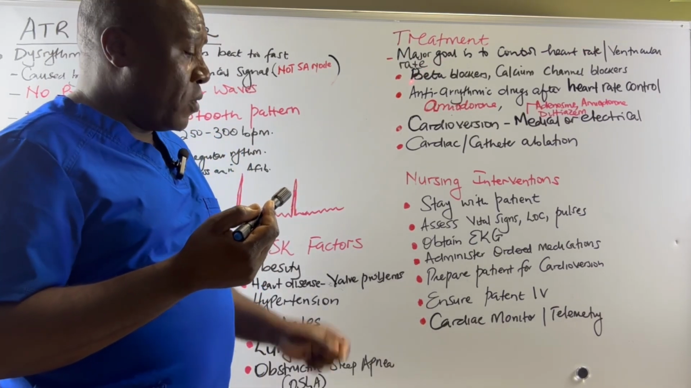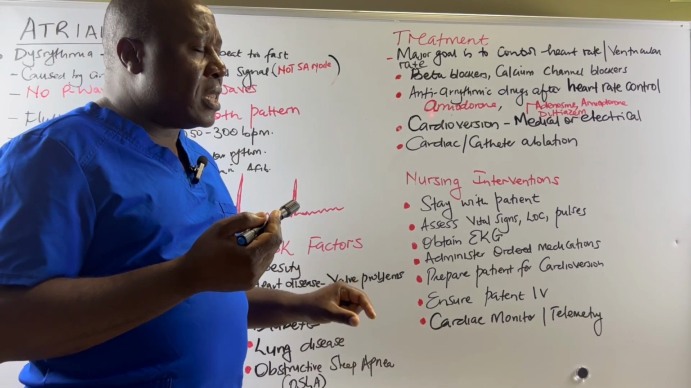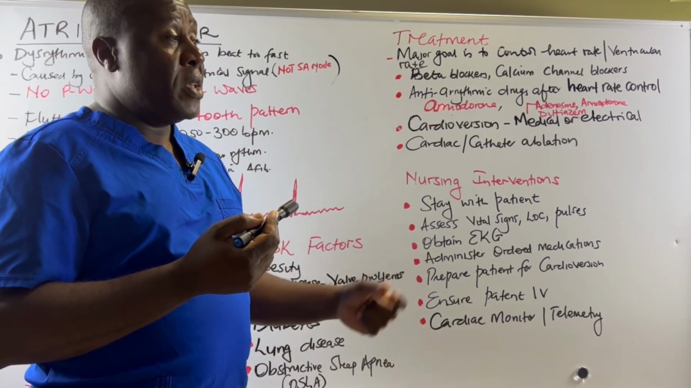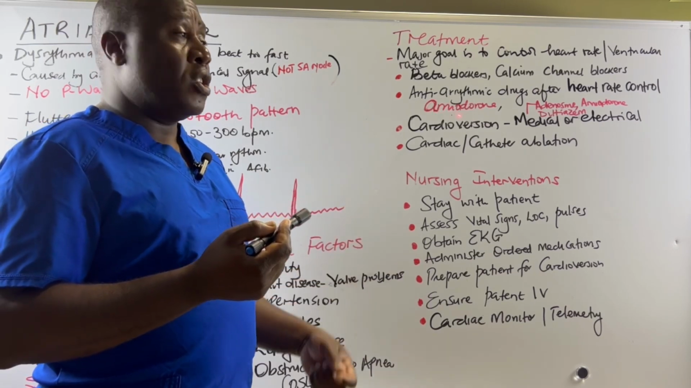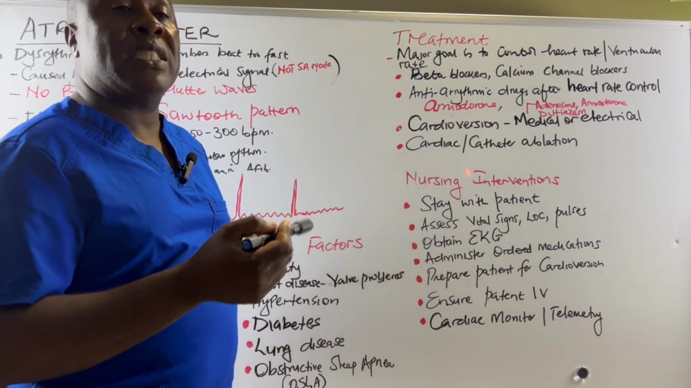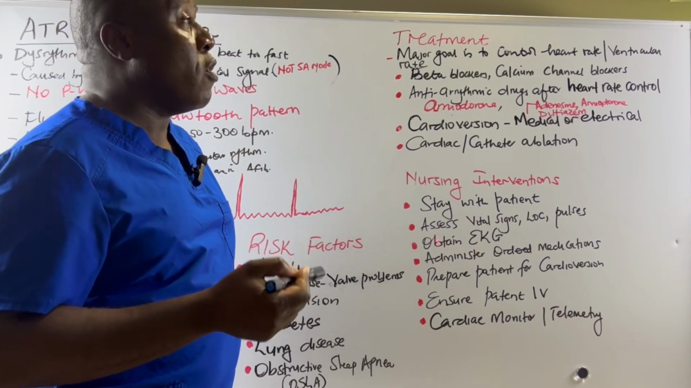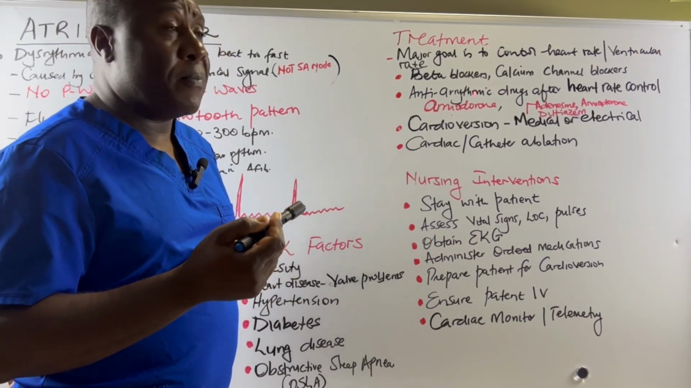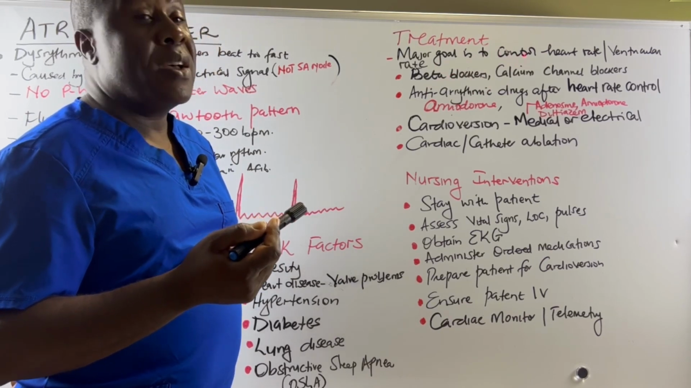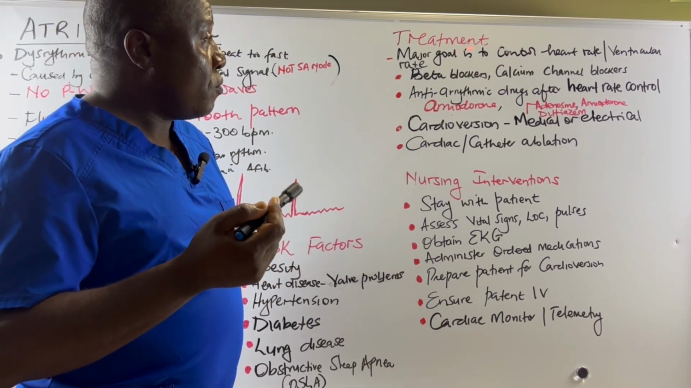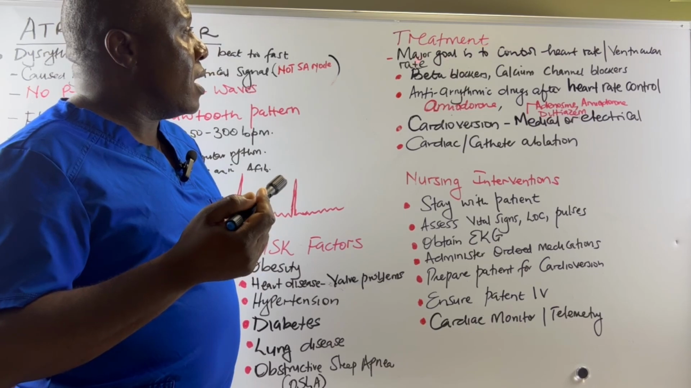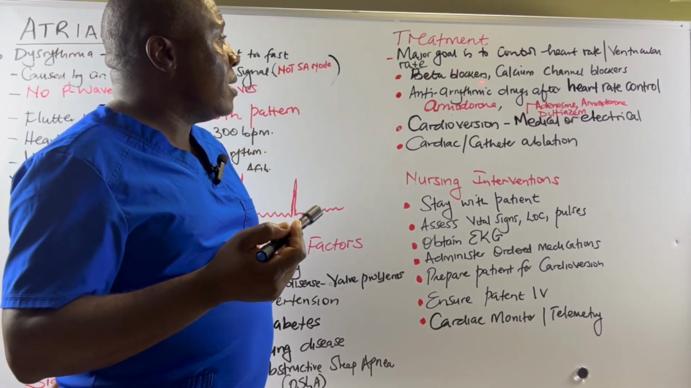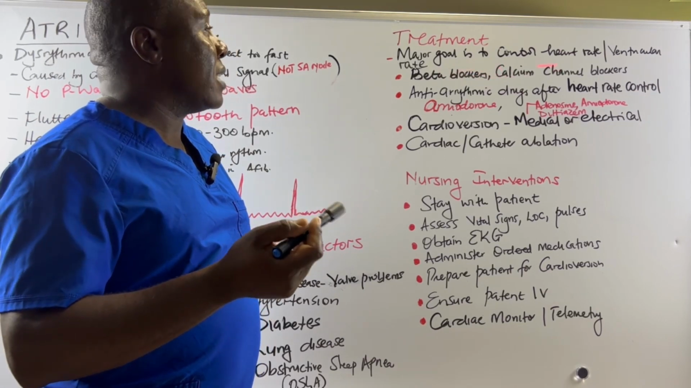Remember, the atria pump blood into the ventricles, then the ventricles pump blood into the lungs for oxygenation or into the body for the supply of nutrients and removal of waste. So for the ventricles to pump blood, we must control the heart rate so that we can achieve that blood pumping into the lungs and the body.